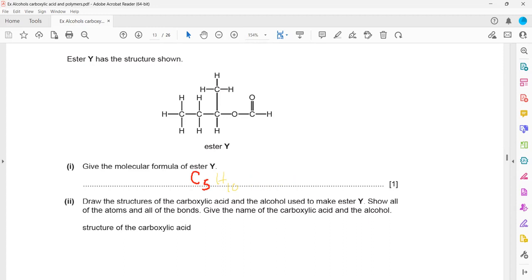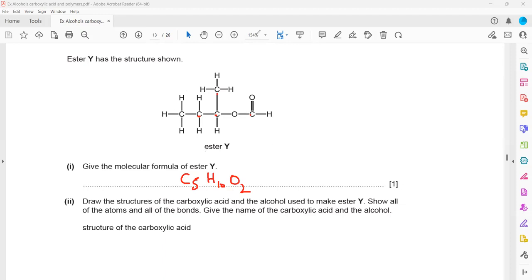When you are writing a molecular formula, you just identify how many carbon, how many hydrogen, and how many oxygen are there. So when I write a molecular formula, I count 1, 2, 3, 4, 5 carbon. So C5. How many hydrogen? 1, 2, 3, 4, 5, 6, 7, 8, 9, and 10. H10O2. This is one way of writing a molecular formula.